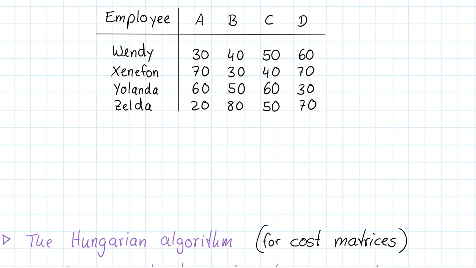So it's a cost matrix, and it displays the time each employee takes to complete a task on each machine. And we want to use this cost matrix to determine the best assignment of employee to machine, so that the overall time taken to complete the task is minimized. And we can do that by using the Hungarian algorithm. So this involves a few steps.